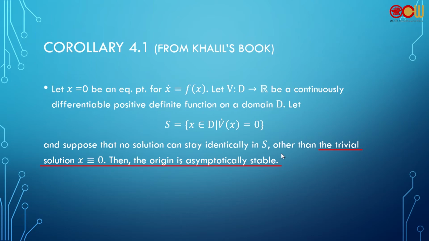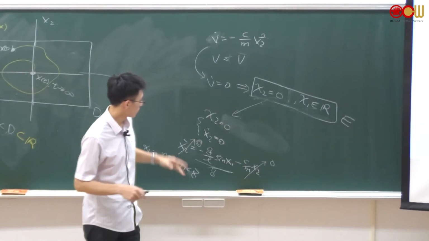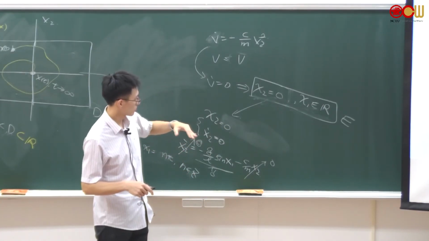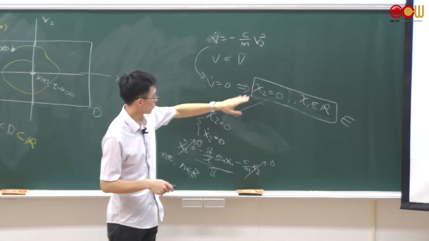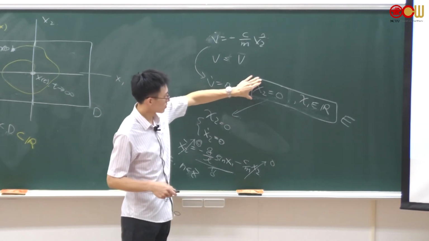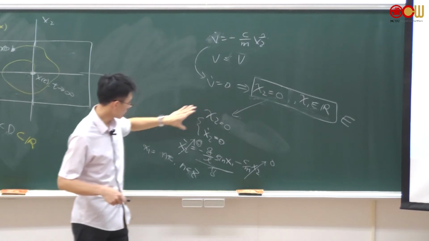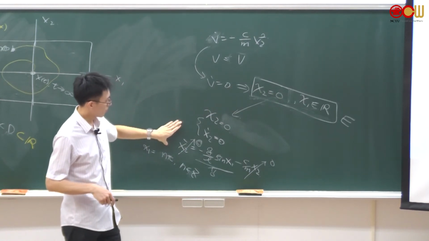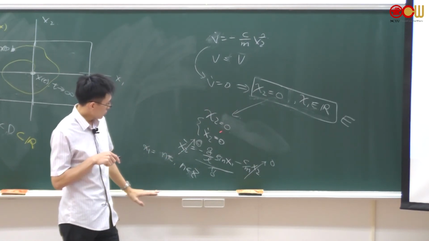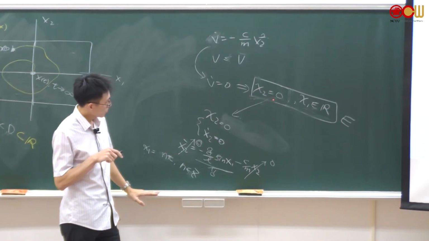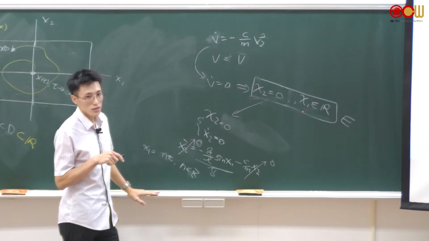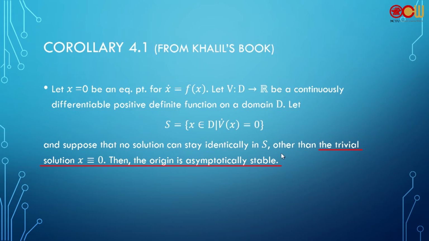No other solution can stay in this set other than the trivial solution, then this trivial solution is asymptotically stable. So what we did in the previous case, the pendulum case, is we first find out what this set is. And we use the dynamics to find that only x1, x2 equal to 0, 0 can stay in this E set and it is asymptotically stable. This is exactly the definition from this book.